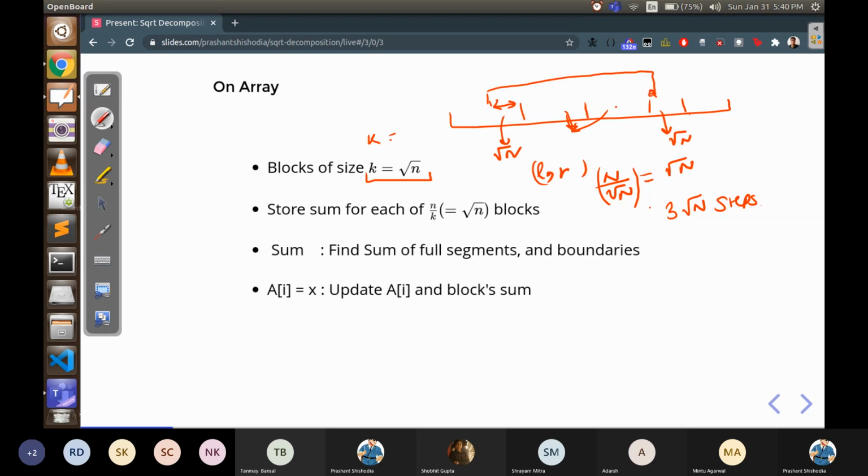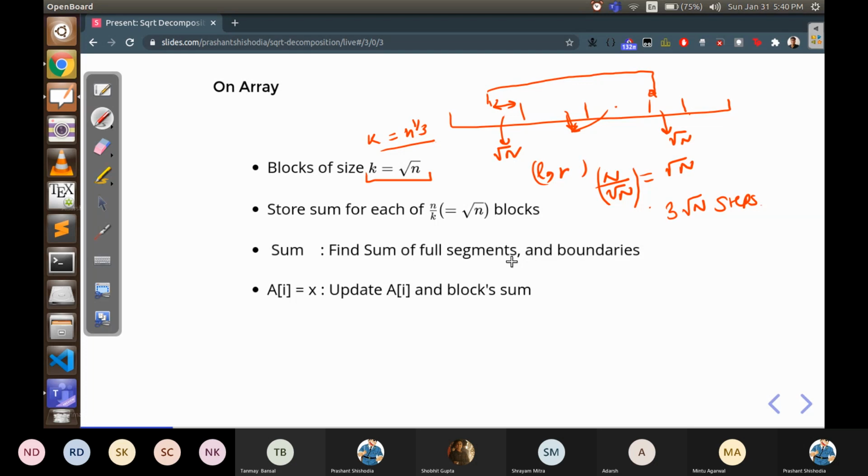Can I not choose k equals n raised to 1 by 3 length blocks? It will increase the complexity of the A[i] equals X operation. Yeah, actually it will, but we'll see a slight variation of it.